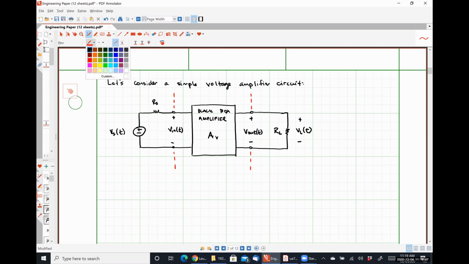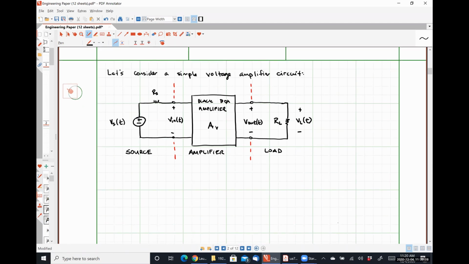Right. On the left-hand side, we have our source. In the middle, we have our amplifier. And on the right-hand side, we have our load. So these are 3 discrete parts of a complete amplifier circuit. So let me ask you guys a question.